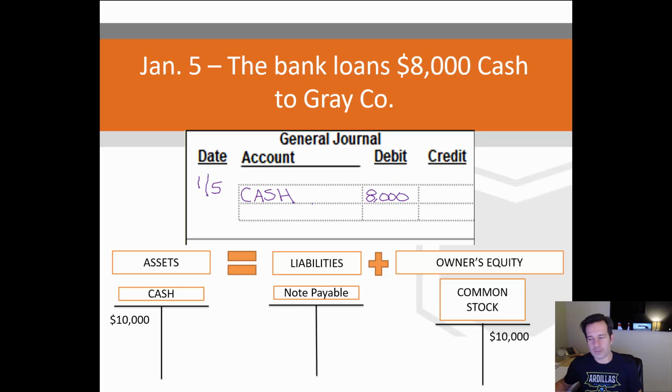So now what's our other account? I've got common stock down here. Are we dealing with common stock? Well, no, because common stock is evidence of ownership where people have invested in the company. The bank isn't investing in the company. They want to get paid back. They're loaning money. So that would be a note payable. We got to pay them back. Payable. So note payable is going to be our credit. $8,000. A little description if you want to throw in there. Borrowed from bank.